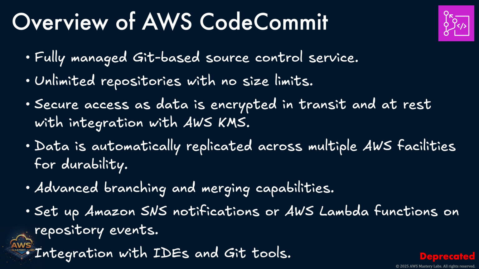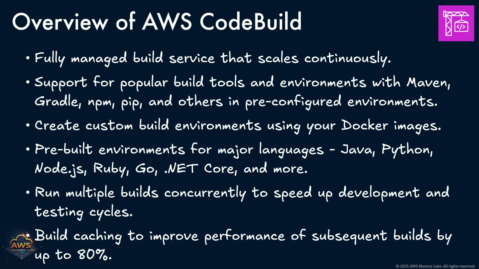Now let's dive into AWS CodeBuild, a powerful and fully managed build service that helps you automate the process of compiling your source code, running tests, and packaging your applications, all without having to manage your own build infrastructure. With CodeBuild, there's no need to provision, manage, or scale build servers. It handles the heavy lifting behind the scenes. Whether you're running a single build or hundreds of them in parallel, CodeBuild scales automatically based on your workload, ensuring high availability and performance without any manual intervention.